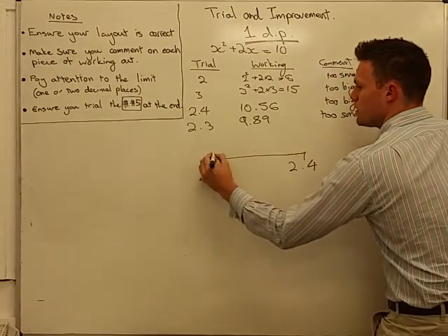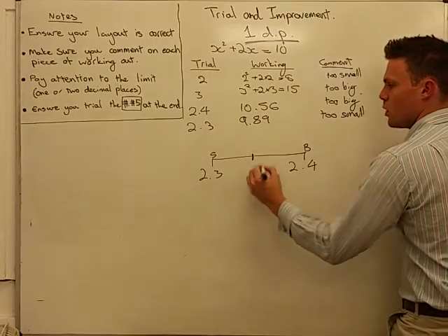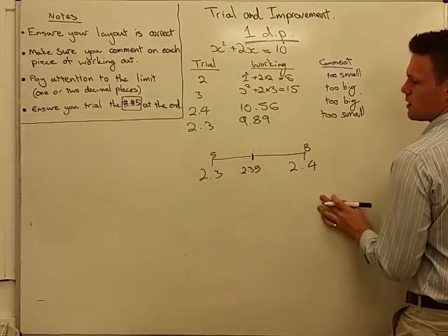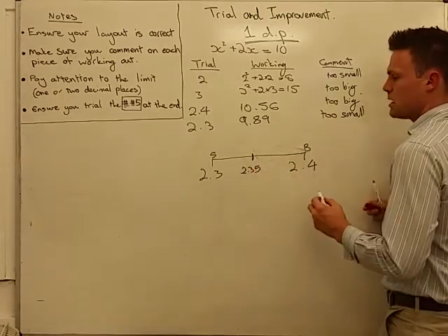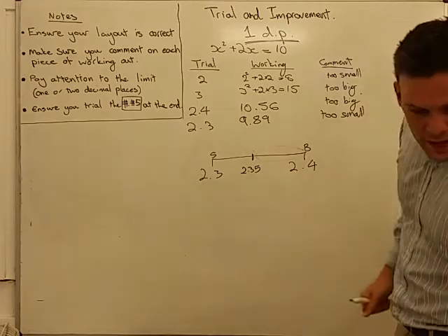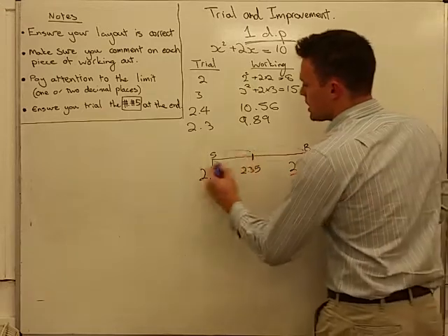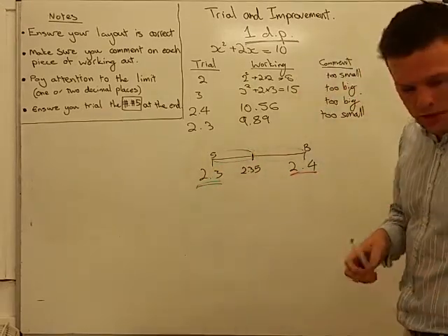But I know 2.3 is too small and 2.4 is too big. So I need to know what 2.35 is going to be, because that's halfway. And then, if it sits on this side here, it doesn't matter where on that side it'll sit, because it'll round to 2.4. And if it sits on this side here, it will round to 2.3. So let's have a look at that.